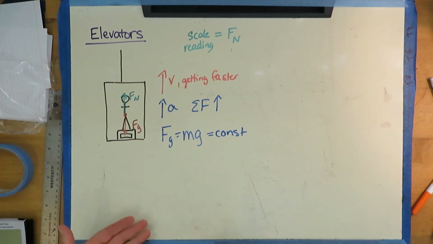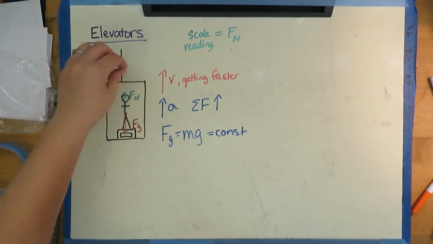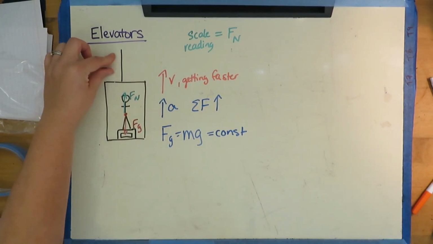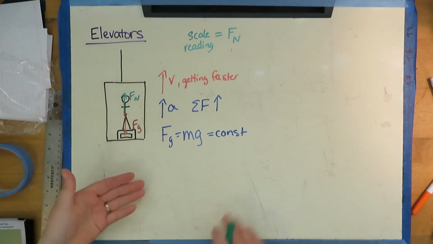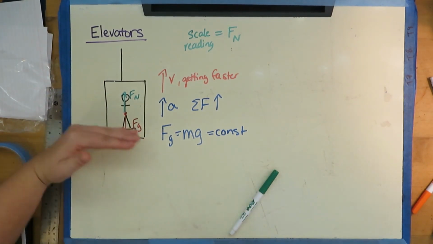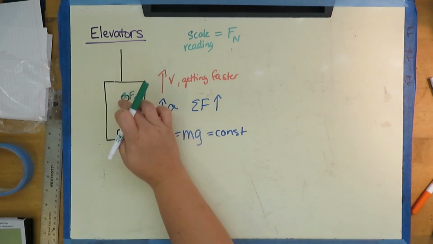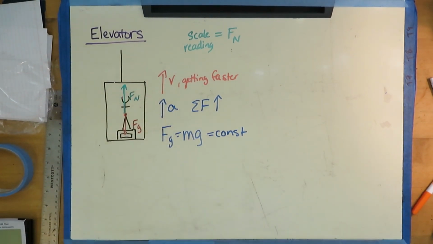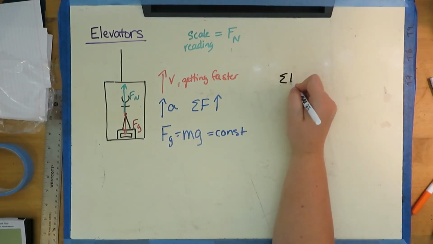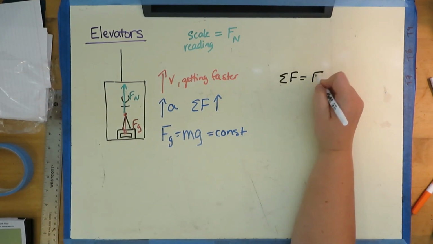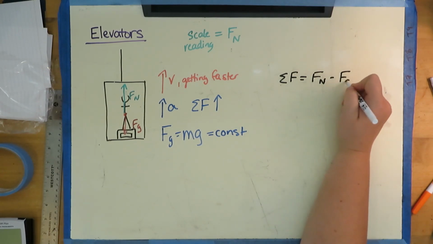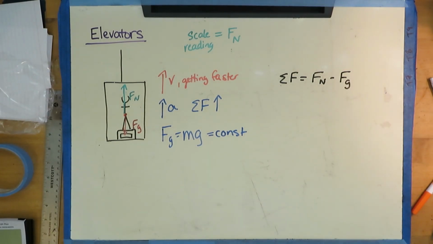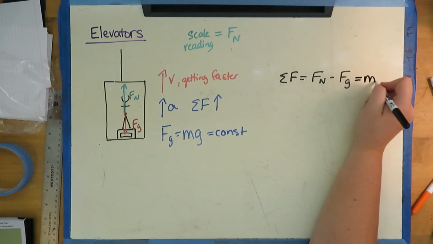Basically, by the elevator getting moved upwards by its cable at a faster and faster rate, it's almost like the elevator is slamming up into me. So therefore, I'm getting a larger normal force acting on me. So in this case, if I was to write a net force equation, my net force equation would still be my normal force minus my gravitational force, but instead of equaling 0, this is going to equal m times a.